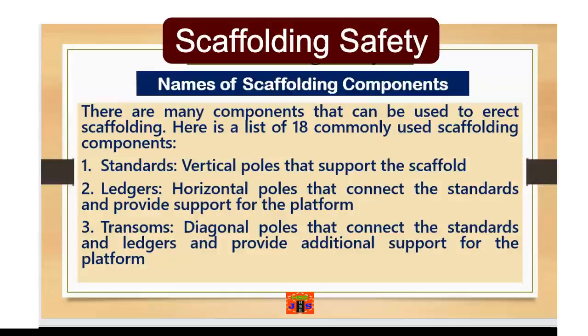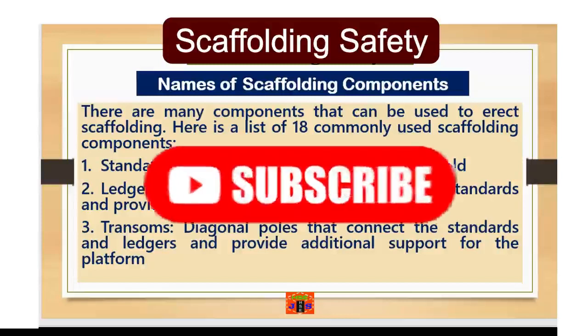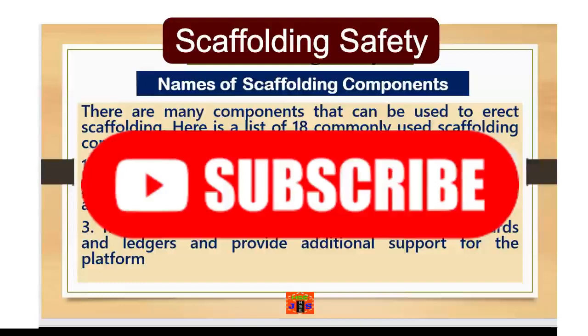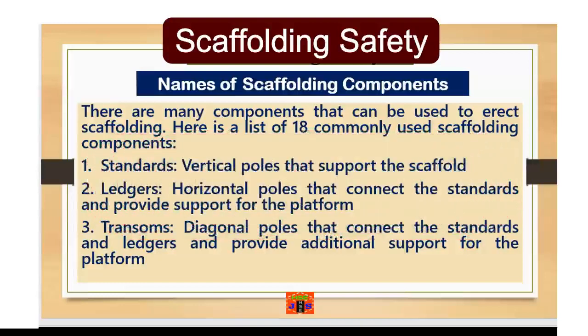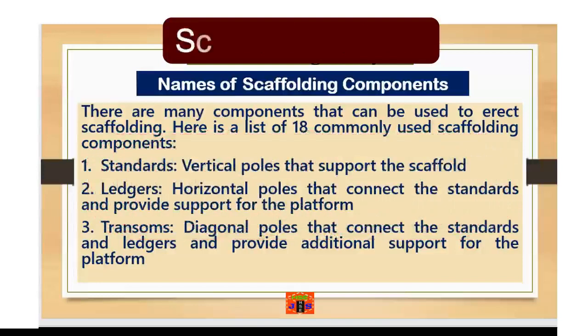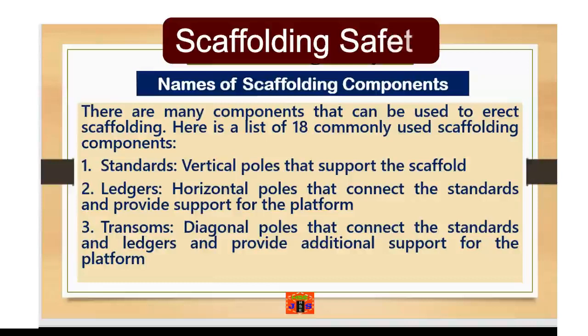I'll discuss the top 18 commonly used scaffolding components. Number 1, standards, vertical poles that support the scaffolding. Number 2, ledgers, horizontal poles that connect the standards and provide support for the platform. Number 3, transoms, diagonal poles that connect the standards and ledgers and provide additional support for the platform. So, standards, ledgers, and transoms, they are interconnected.